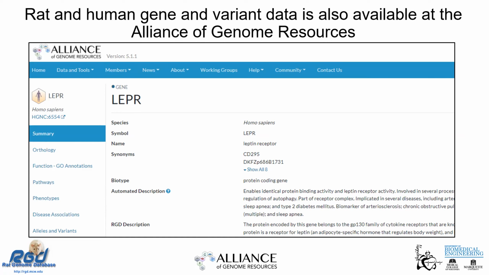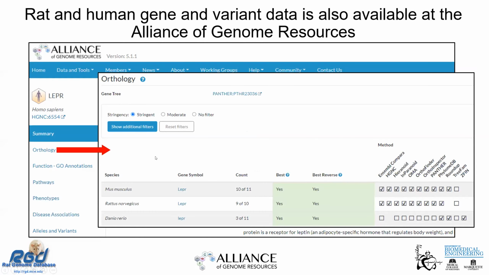So one of the advantages of the Alliance is the ability to see the orthology across diverse species. In this case, Lepr only has good orthologs in rat, mouse, and zebrafish.